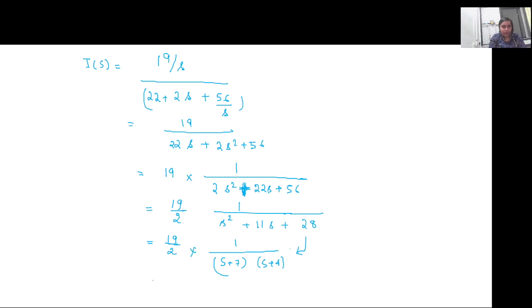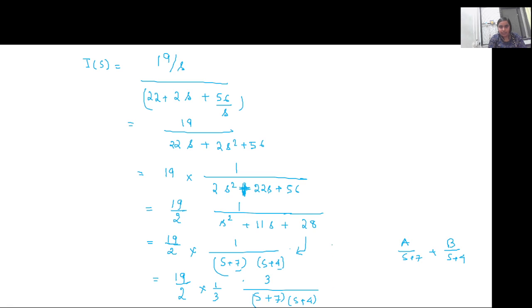So now our motto is to separate out these terms. So it is 19 by 2, and the numerator can be written as, suppose, 7 minus 4 is 3. So we will write it like this, 3 by... Either you can write it in terms of A by s plus 7 plus B by s plus 4, like I had shown, but since this is very straightforward, I'll just go ahead like this. So we are just writing 4 because the difference between this and this is 3.